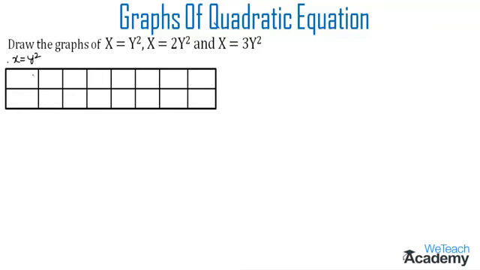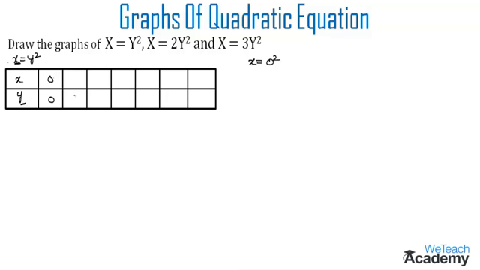Now let us draw a table, and here the first row gives the values for x and the second row gives the values for y. Now let us assume different values for y and find the different values for x. If we consider y value as 0, then we get the x value just by substituting in the equation x is equal to y square. On substituting, we get x is equal to 0 square. That implies we get 0 as the x value.